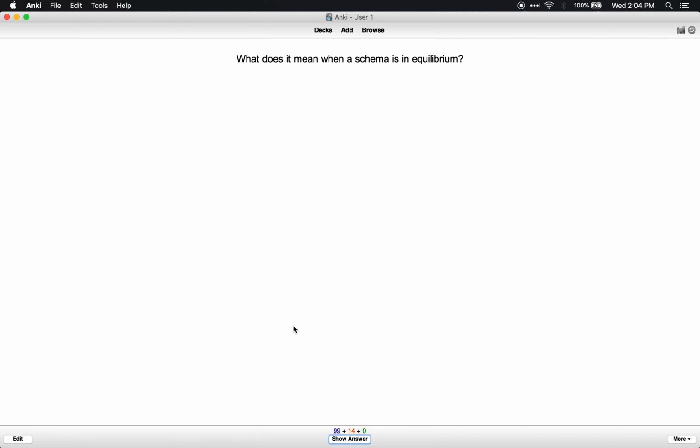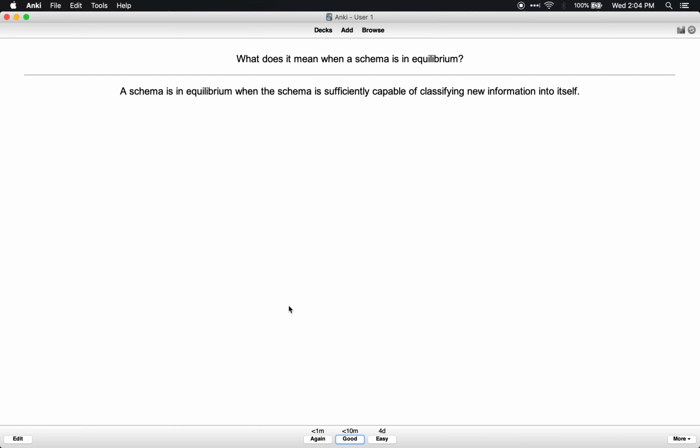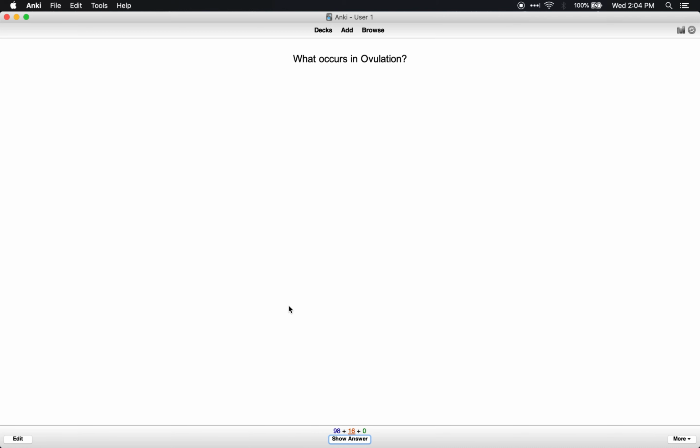What does it mean when a schema is in equilibrium? A schema is in equilibrium when it is sufficiently capable of classifying new information into itself.